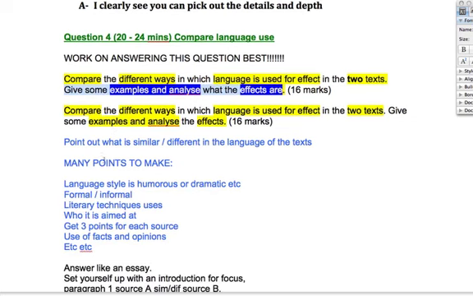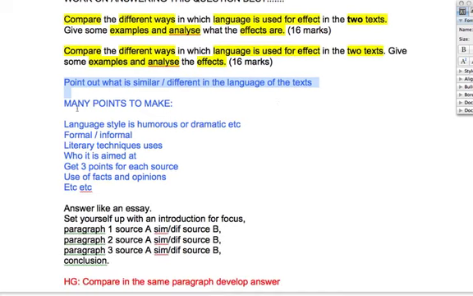So what do we have to do here? Well, we have to point out what is similar and different in the language of the texts. We can pick any of the following points to make, and obviously there are dozens more under this. We could be looking at the language style, whether it's humorous or dramatic or sarcastic or foreboding or warning or selling. We could be looking at whether the writing is formal or informal, and if it's similar and different from the first piece to the second piece. We could be looking at the literary techniques used, so onomatopoeia, simile, rhetorical questions, list of 3, and what they're being used for.